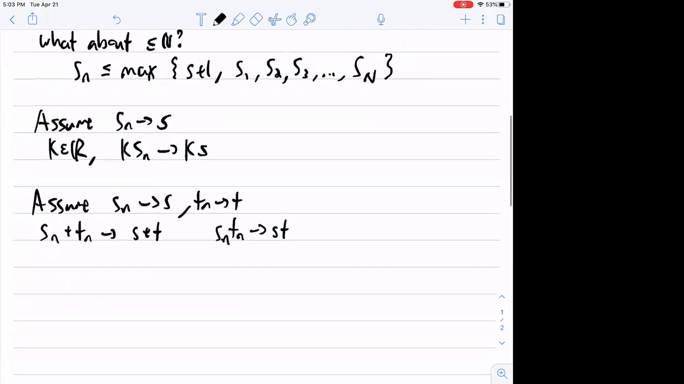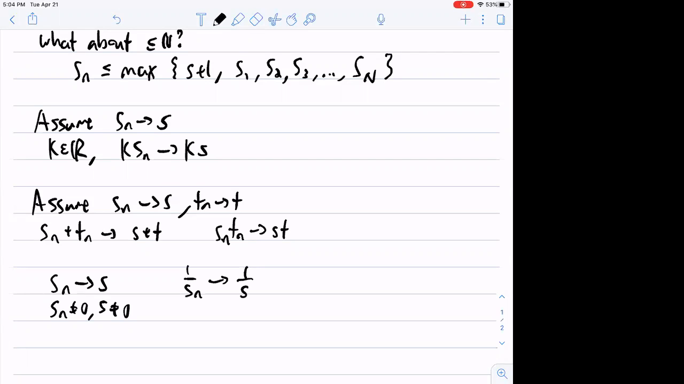Now, the last part is a bit more controversial. If Sn goes to s, and Sn is not 0 and s is not 0, then 1 over Sn goes to 1 over s. Obviously we need those conditions or else we will be dividing by 0. Okay, any questions so far?